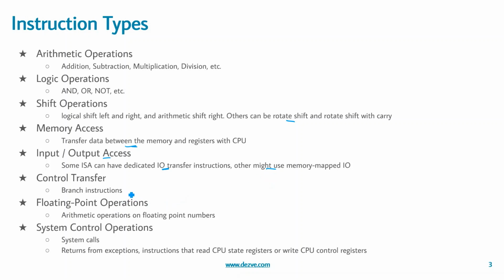There have to be certain branch instructions for decision making or jumping from a main program to a subroutine and all that stuff. If an application requires floating point arithmetic, we can have floating point operations, and there are system management operations like system calls, and if there are exceptions, how to return from there. For performance monitoring, we could have certain instructions that read the CPU state registers, or to change the behavior of the CPU or the execution sequence, we might have certain CPU control registers as well.